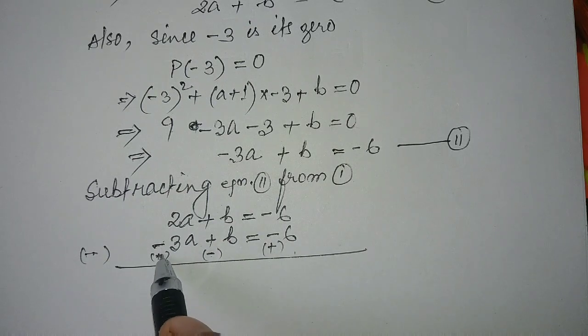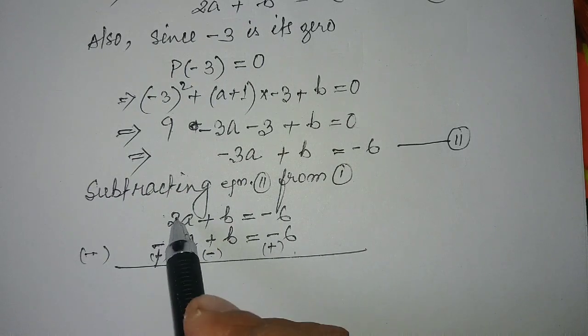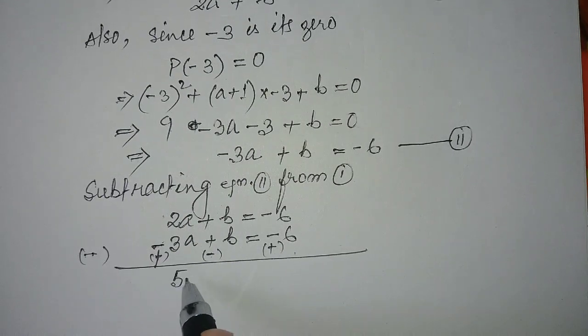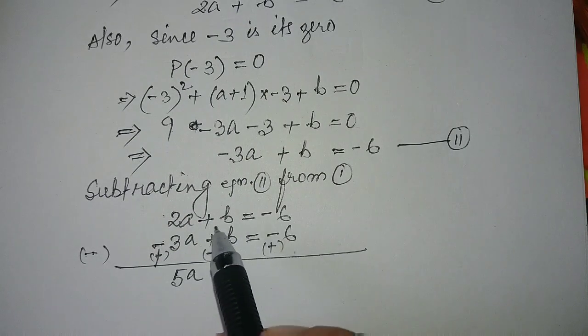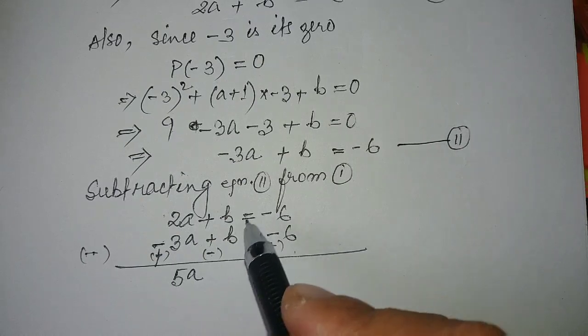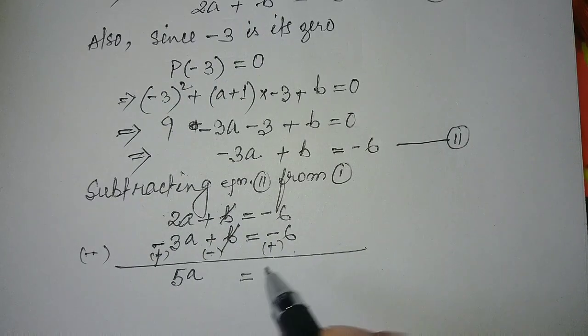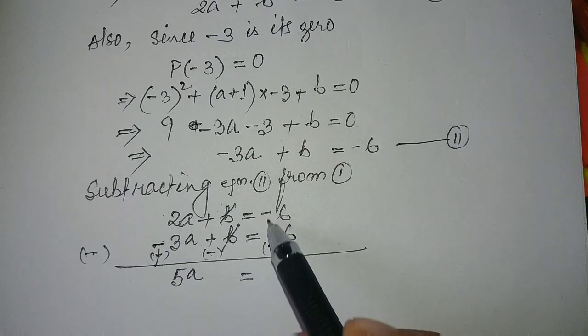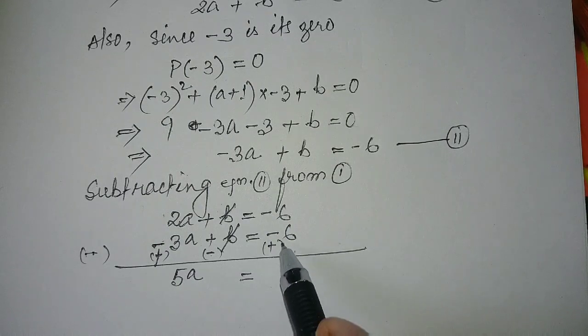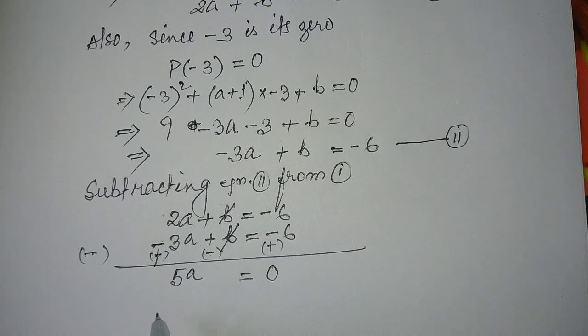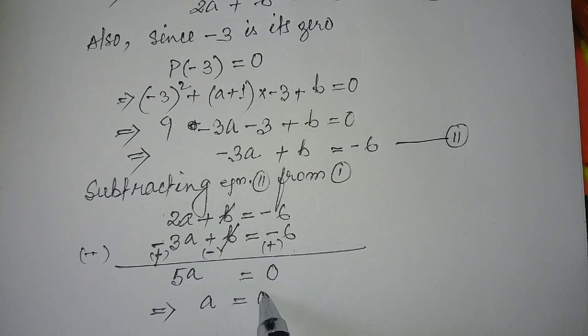So now this is plus already, so plus plus is plus, so 2 plus 3 is 5, and here plus minus is minus, so b minus b is 0. Again here this is minus, this is plus, so minus plus is minus, so we get 0 here. Now this gives us a equal to 0.